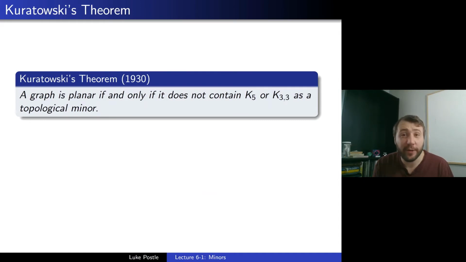Well, you might have heard of the famous Kuratowski theorem, which we cover in 342, from 1930, which characterizes when a graph is planar. So a graph is planar if and only if it does not contain K5 or K33 as a topological minor. We know that K5 and K33 are not planar. There are some easy arguments to see that. And if you contain them as topological minors, you also cannot be planar, because planarity is preserved under topological minors. And it turns out these are the only reasons.